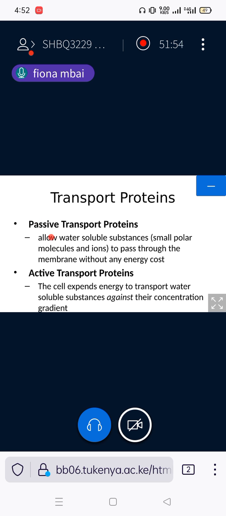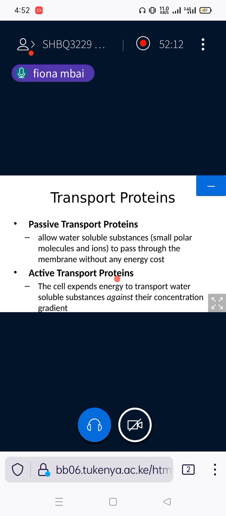There are two kinds, passive and active. The passive kind will allow water and soluble substances, which include small polar molecules and ions, to pass through the membrane without any energy cost. In other words, it will just diffuse through. That's why it's called passive.